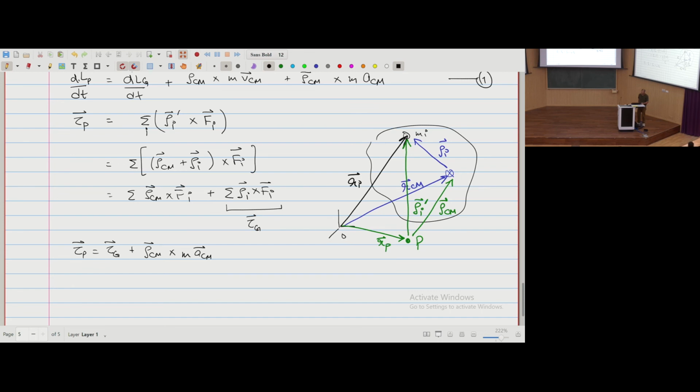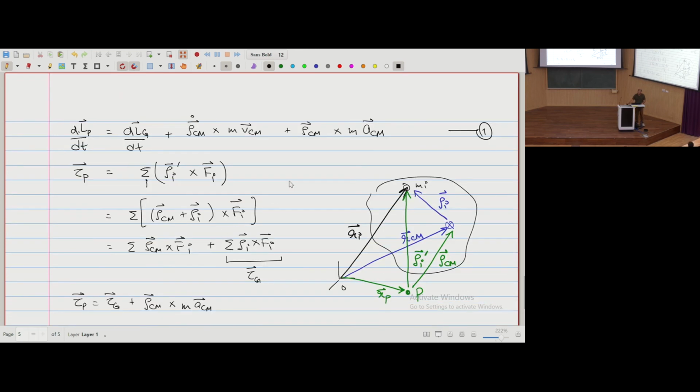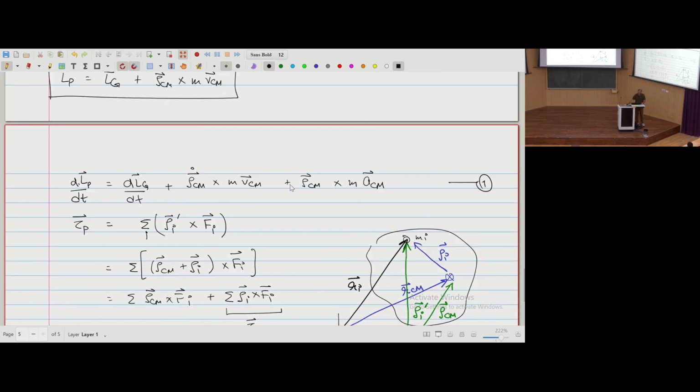The angle between rho cm and VCM. Where is VCM? Or the equation. So this is not from equation number 1. That's an independent expression.